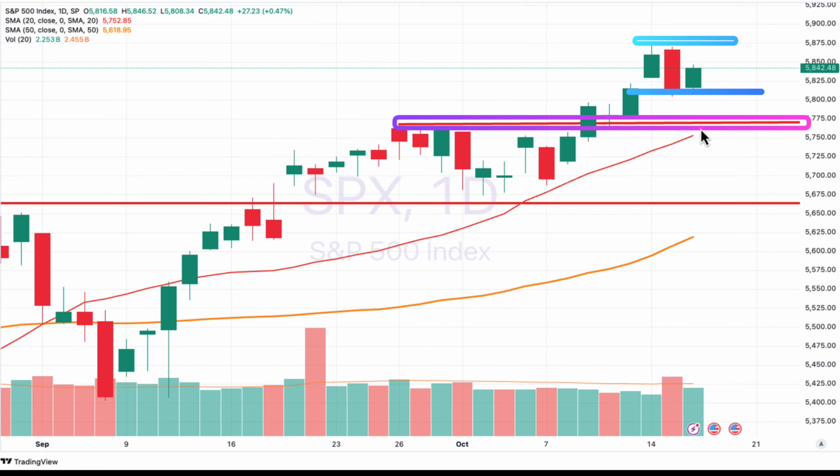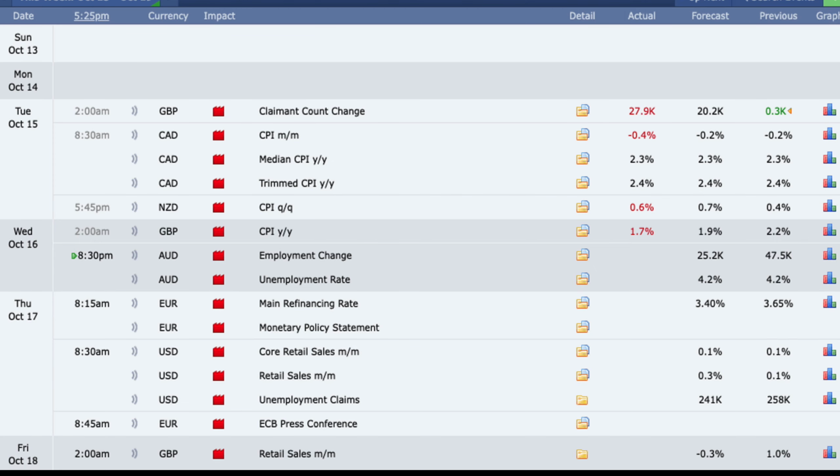We're in this period where we might see a back and forth before we can get a real big breakout one way or the other. Now, as far as the news events go, you can see that this week is all about inflation data.